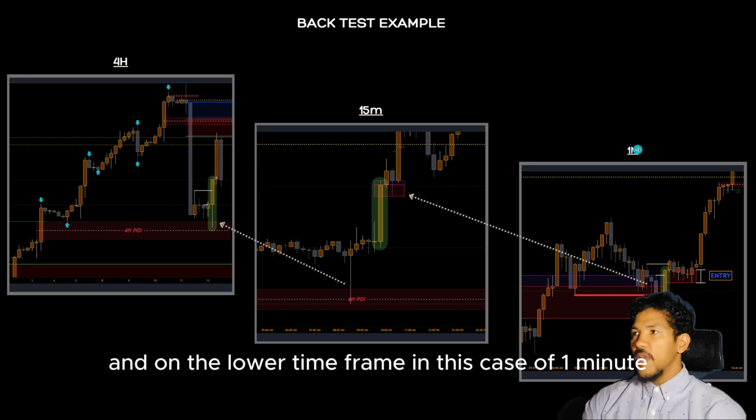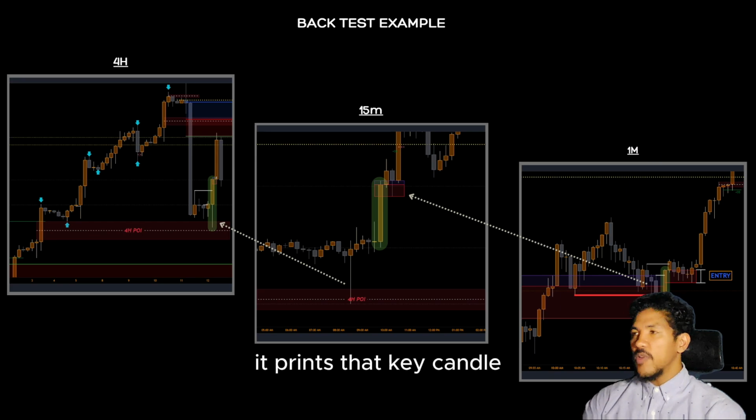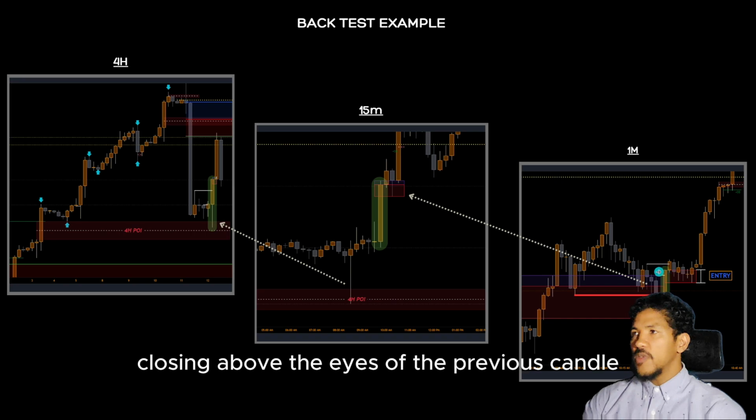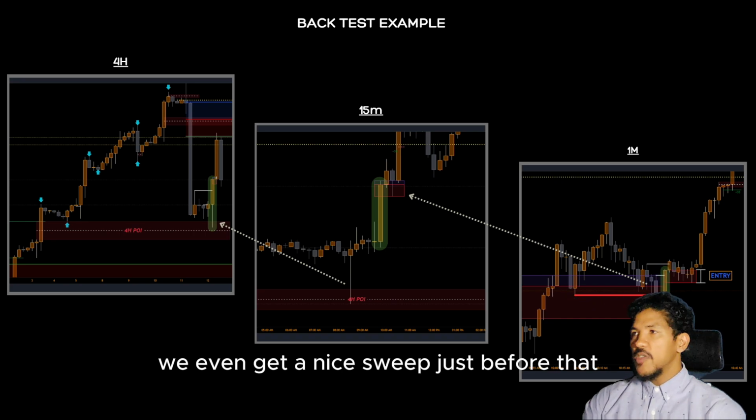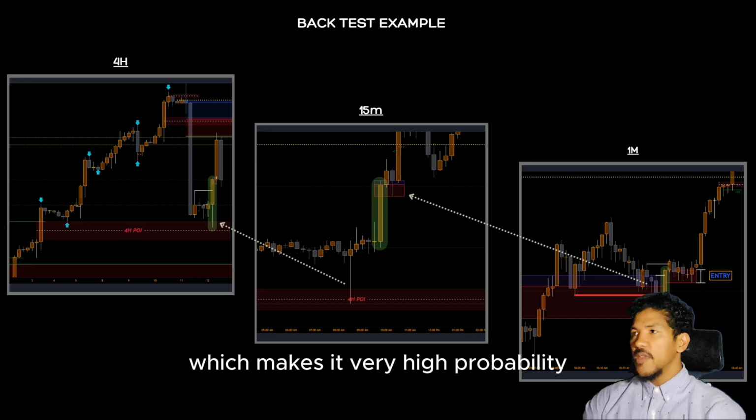And on the lower time frame, in this case, a 1 minute, it prints that key candle, bullish candle closing above the highs of the previous candle. And in this case, we even get a nice sweep just before that, which makes it very high probability. And within that range, we're looking for an entry right here.